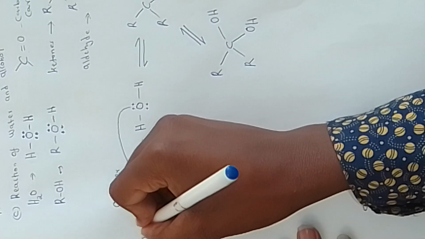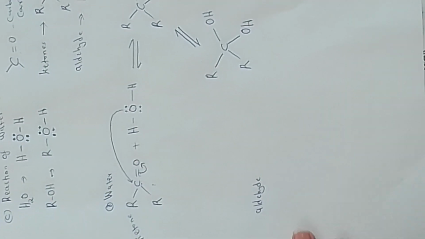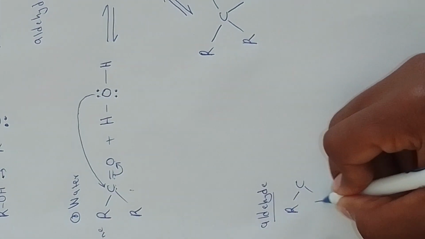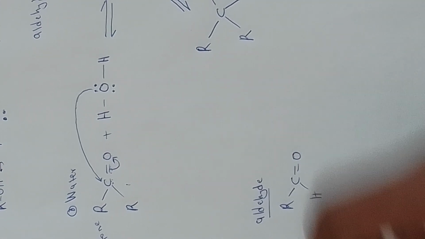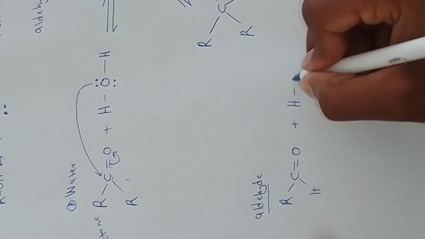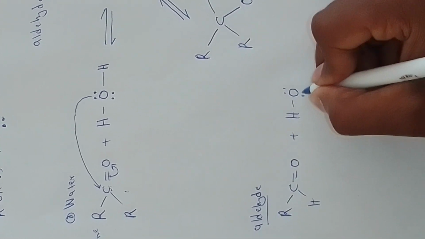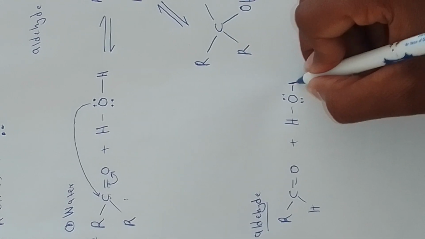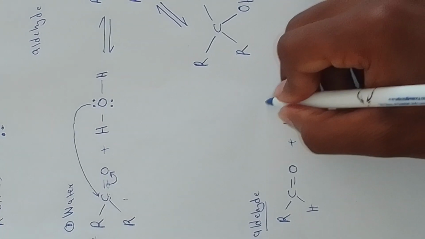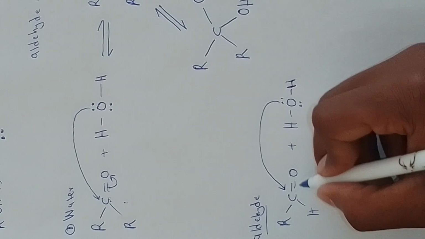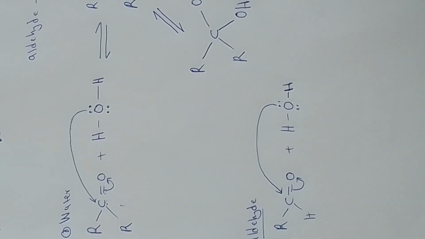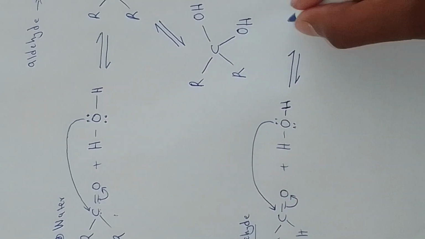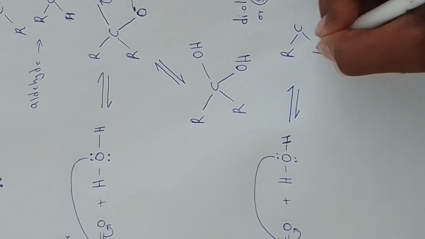this one was a ketone. So in an aldehyde, you add again water, with lone pairs of electrons. So these two electrons will attack this carbon. This bond opens up and electrons return to oxygen. You will have something like this one.